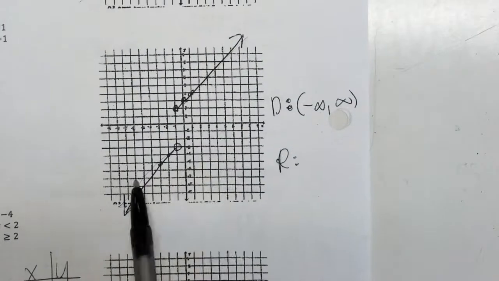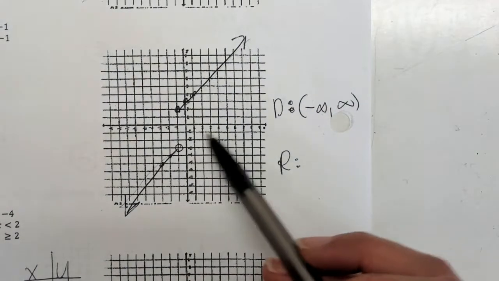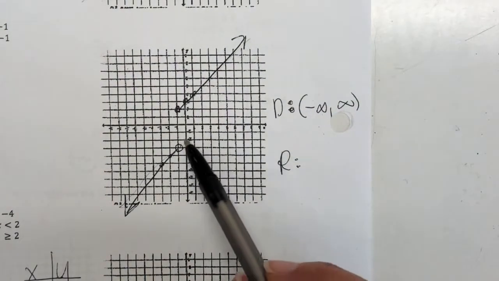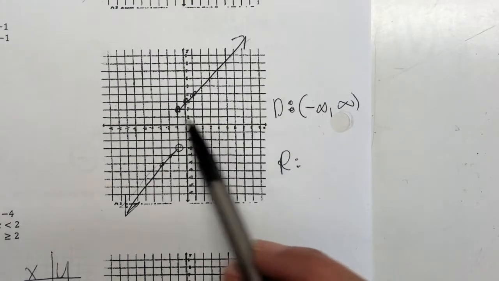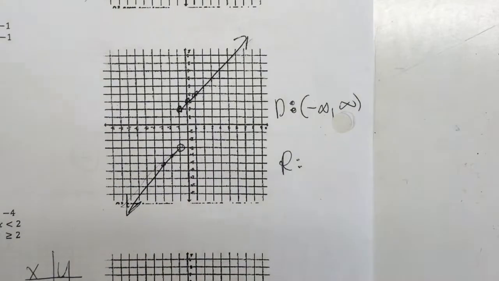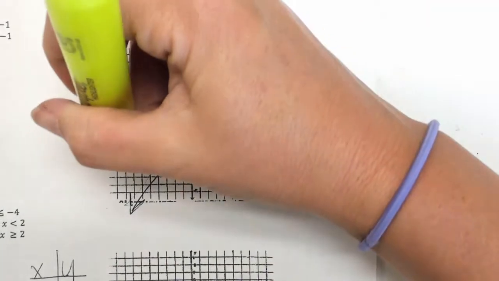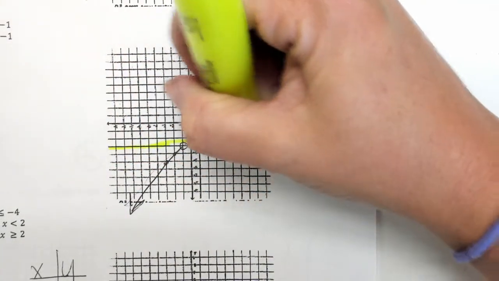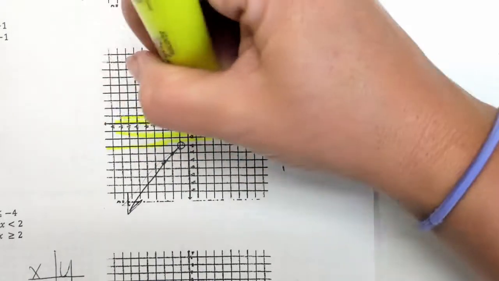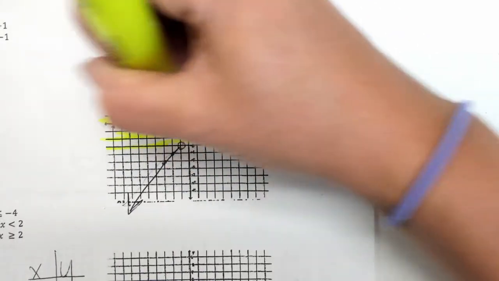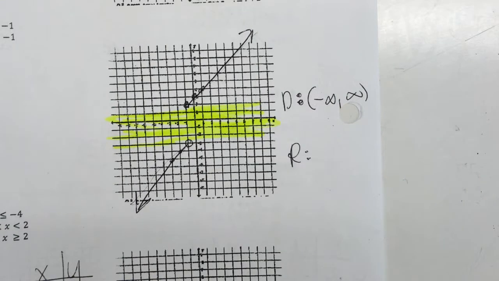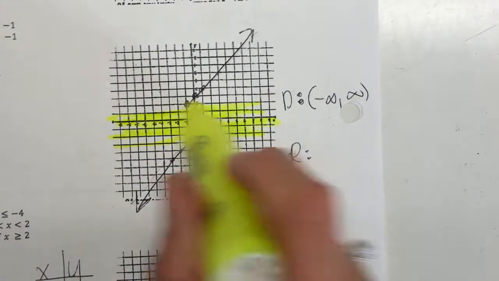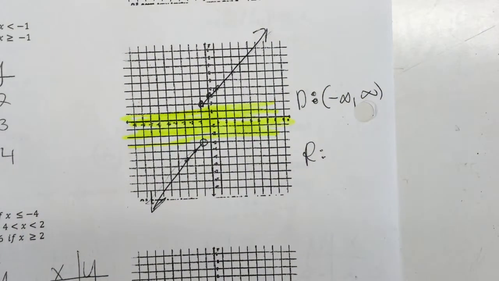Did we skip any y values in this one? Yes, this huge chunk. For example, what's the x value at 0? There is none, correct? So highlight that portion. We're skipping y values right here, all the way from here to here. There are no y values. So that means we'll have to describe these two lines separately, just like last time.